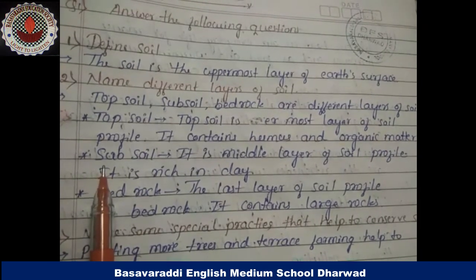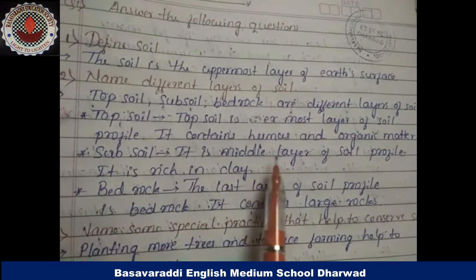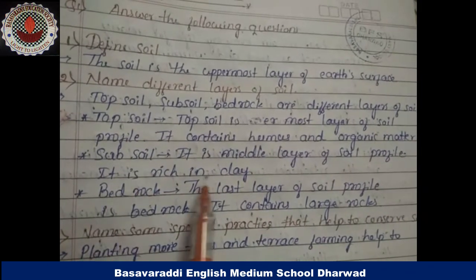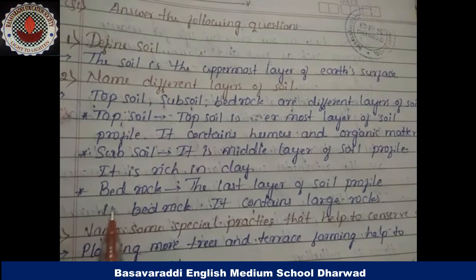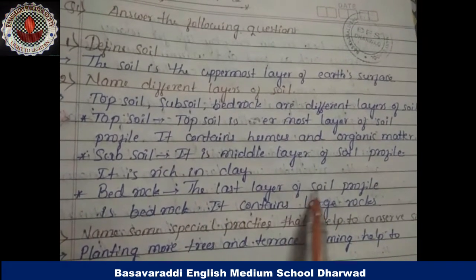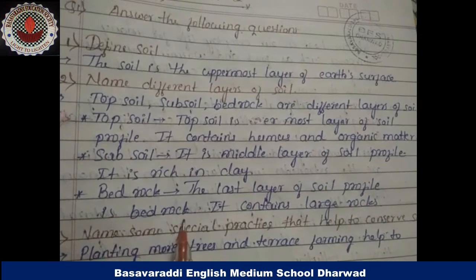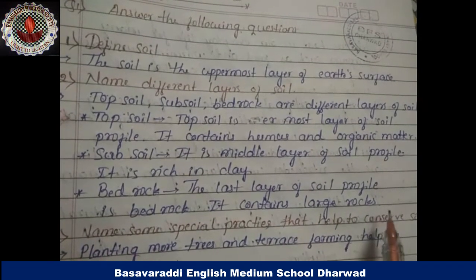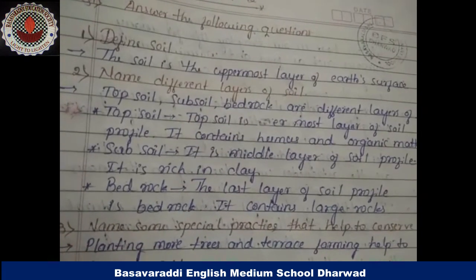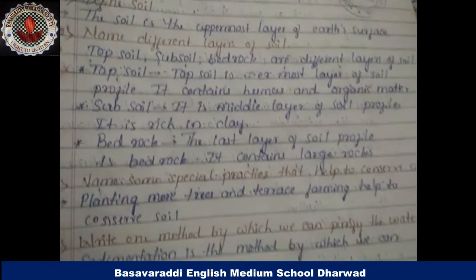Second layer is subsoil. It is middle layer of the soil profile and it is rich in clay. Third layer is bedrock. The last layer of soil profile is bedrock. It contains large rocks. Okay, these are the different layers of soil.